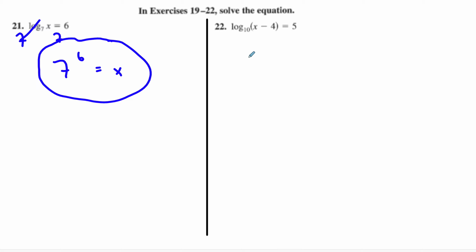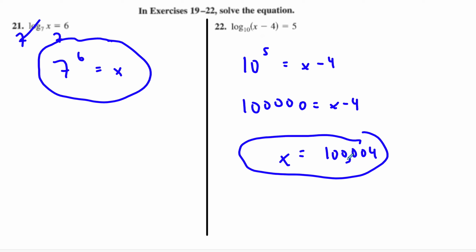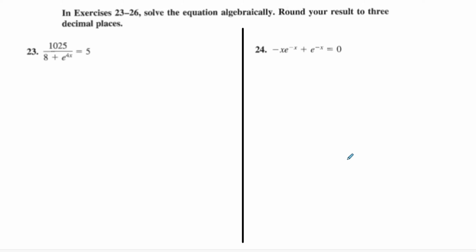This is even easier. 10 to the 5th equals x minus 4. 10 to the 5th is 1 with 1, 2, 3, 4, 5 zeros, or 100,000. Add 4, x equals 100,004. Isn't that exciting? There, a little comma to make it easier to read.